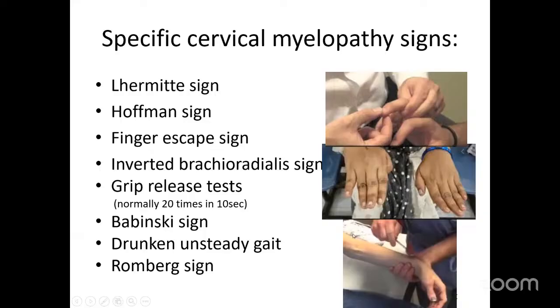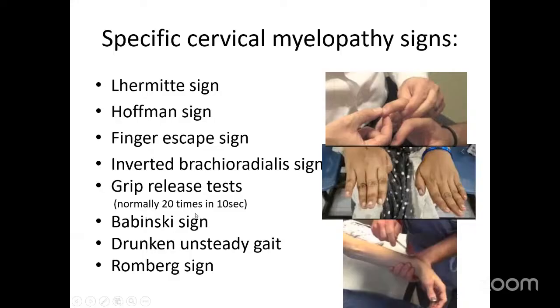Inverted brachioradialis, third figure. By stroking the brachioradialis, normally there occurs flexion of the elbow, but here flexion of the wrist will occur. Babinski sign that you all know, upward and outward fanning of toes. Drunken unsteady gait, Romberg sign would be positive, but it is not very specific. So, in all: Hoffman, finger escape, inverted brachioradialis, Babinski, gait, and grip release.